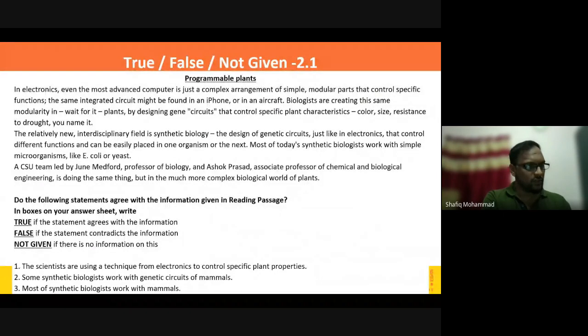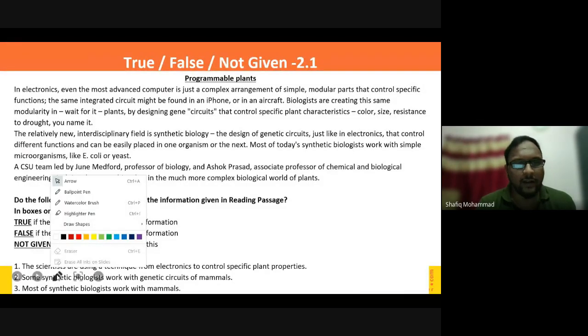The first one, many of them have given true. It is correct. The scientists are using a technique from electronics to control specific plant properties. So, what are the keywords here? First of all, I want you to go through and underline the keywords when you get a paper, when you get a handout. Try to take a printout, obviously, if you're planning to write a paper-based test.